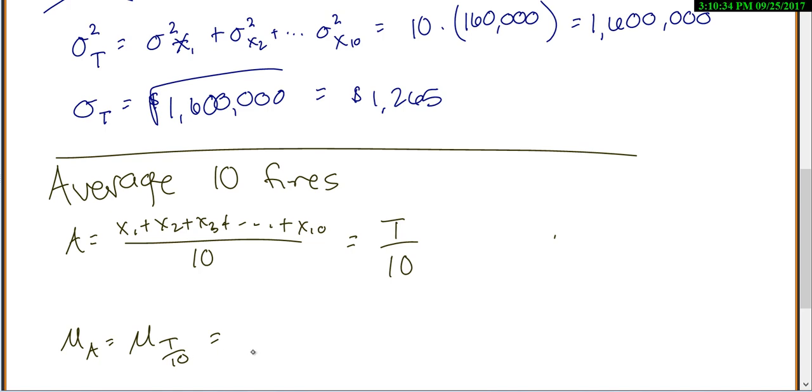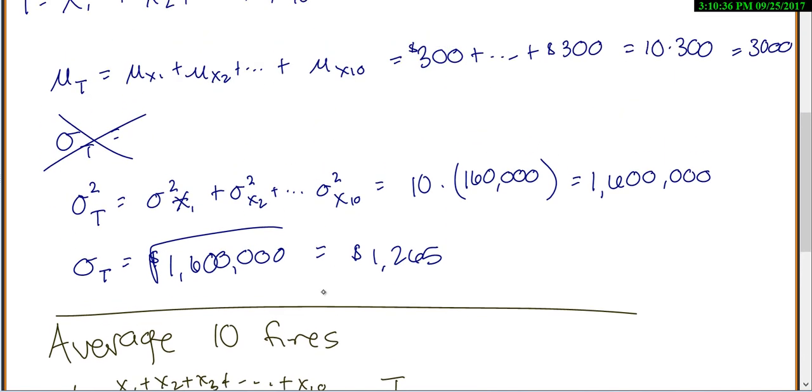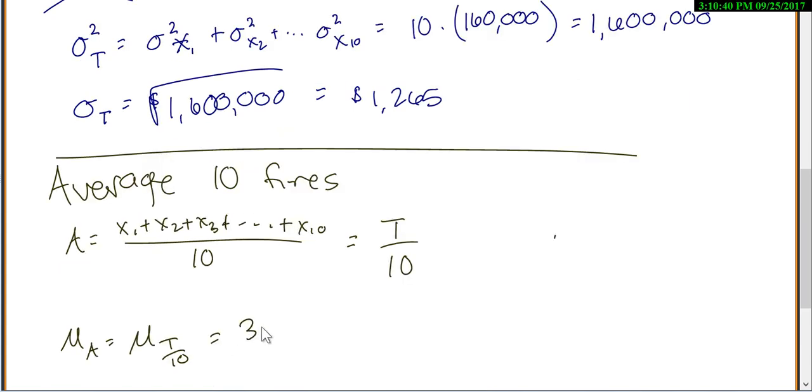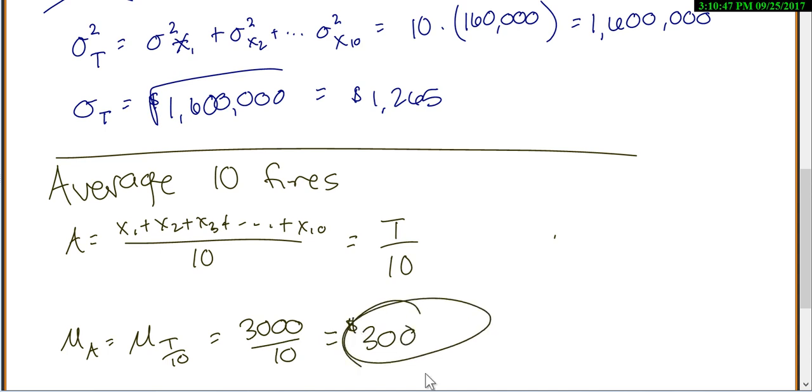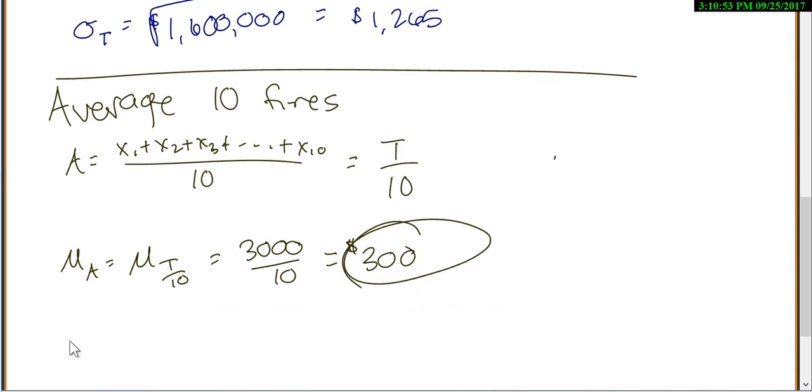So when you're dividing something by 10, you do the old average. So the average for the total was 3,000 divided by 10, which puts us back to 300. Notice how that's the same thing we originally had. So your mean for your average will always be the same as the mean for your individual values, which is pretty cool.